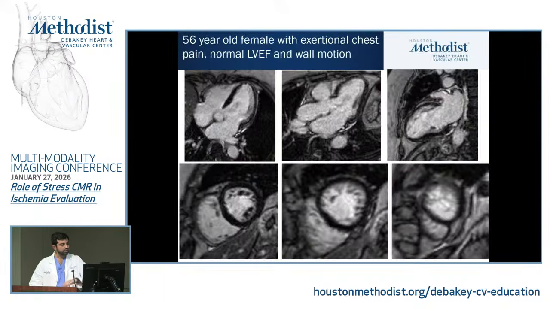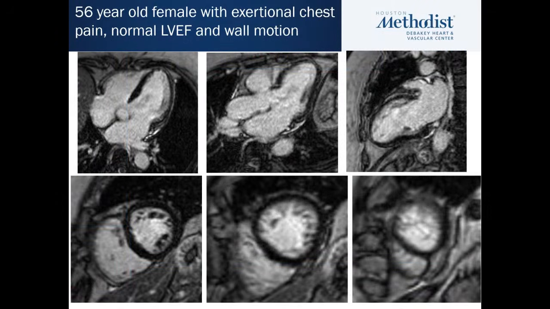All right, let's talk about a few cases. So like I mentioned earlier, we first start with seeing what the wall motion looks like, what the LV function looks like, and then we look at scar. So this is a 56-year-old with exertional chest pain, normal EF and wall motion. I didn't show you these in the interest of time. And then on scar imaging, she has no scar or infarction.